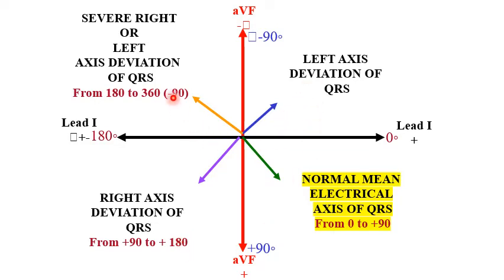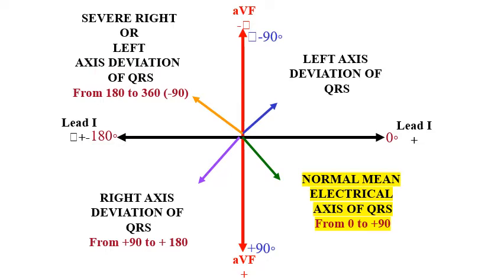The least probable is to get an angle between minus 90 and 180. This is what we call severe axis deviation. It could be right or left, and we can determine that from knowing which part of the heart has the disease. If it was the right side, it is a severe right axis deviation. If it was left heart disease, it's a severe left axis deviation.